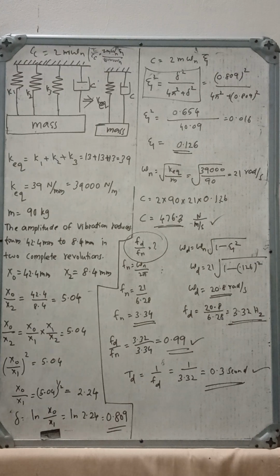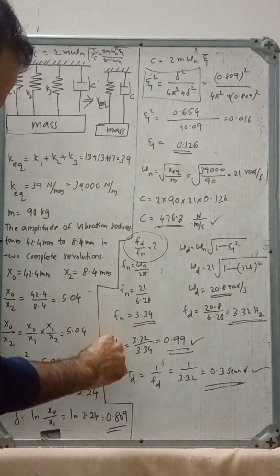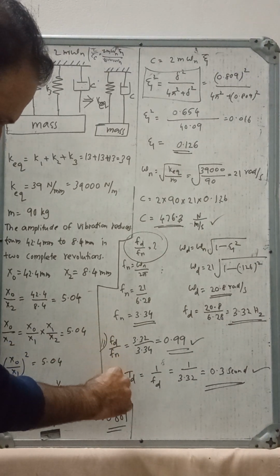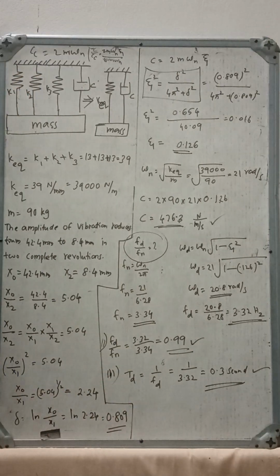Next, last, the third one. What do we have? The second one is found. In the third one, time period of damped vibration is 1 by Fd, 1 by 3.32, which is equal to 0.3 seconds. That's all about this problem.